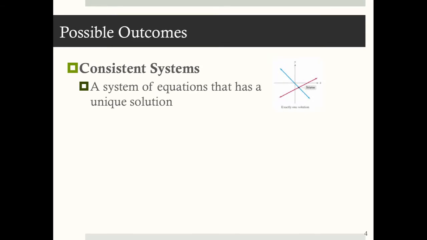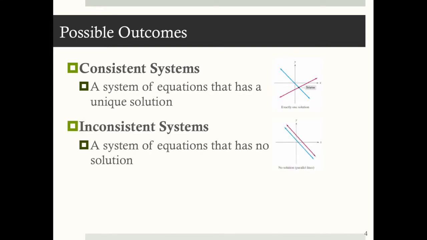And depending on the types of equations that you're given, you're going to have basically three different possible outcomes. If the system of equations is what's called consistent, then you're going to be able to determine a unique solution. This occurs when the two equations cross each other at some point. However, if the system of equations is inconsistent, it means that there's no solution whatsoever. So this occurs when the curves, when graphed, are parallel to each other, so they never cross each other.